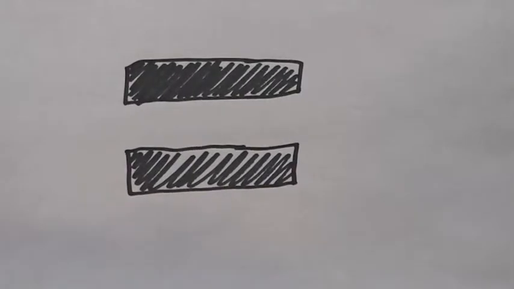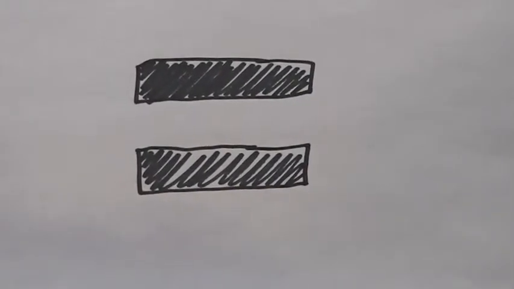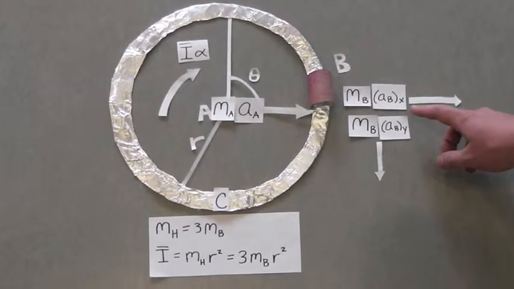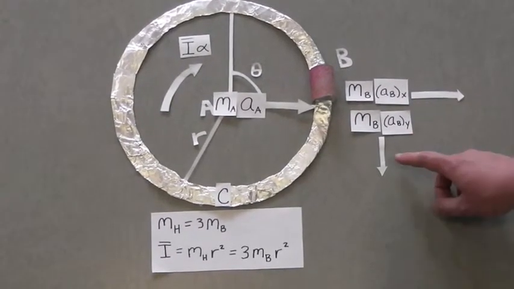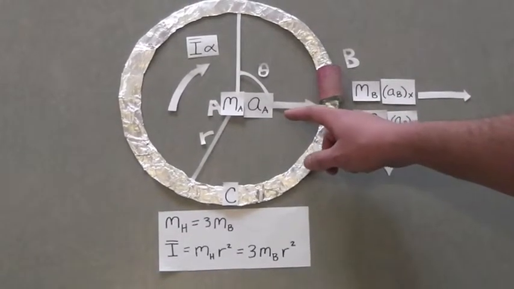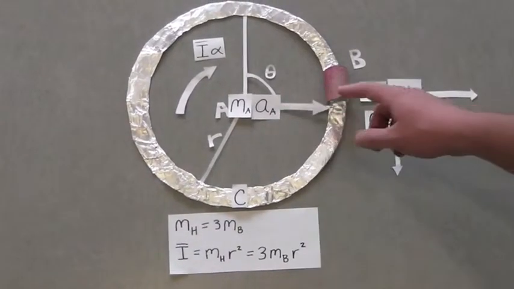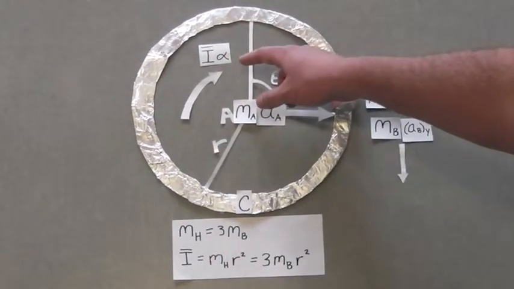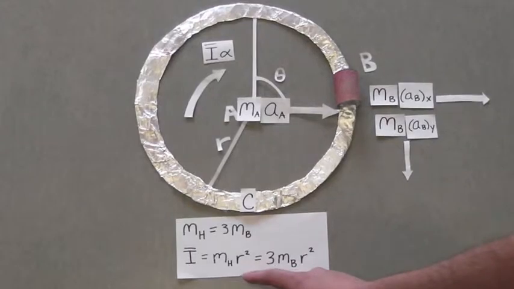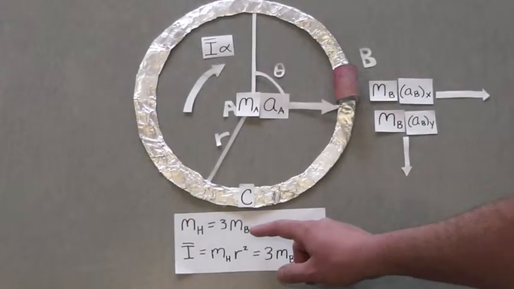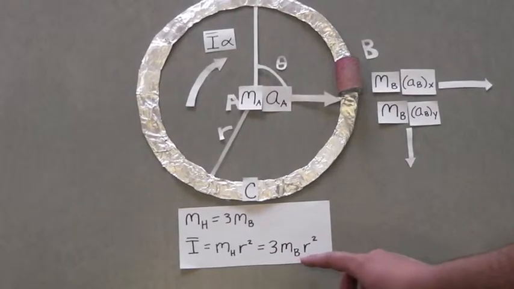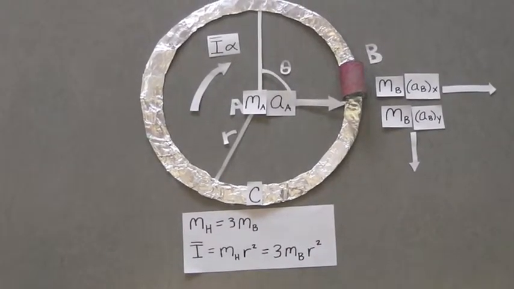And that free body diagram is equal to, for the kinetic diagram, we have the mass times the acceleration of the clamp in the x direction and the y direction, the mass times the acceleration of the hoop, which is acting on the center, and I times the angular acceleration of the hoop. And I equals m_H r squared. Since we know that m_H equals 3 times the mass of the clamp, I equals 3 m_B r squared.